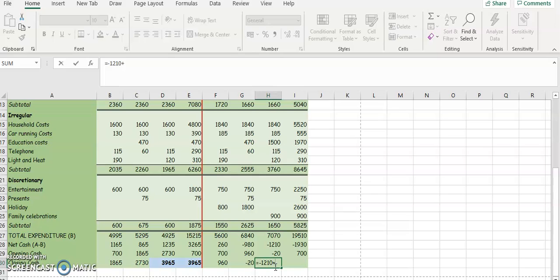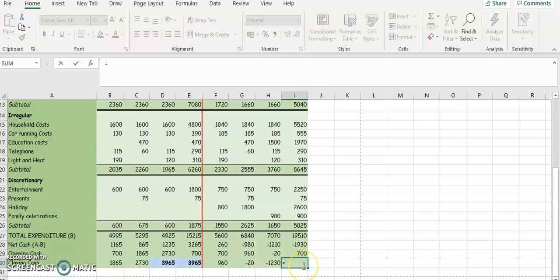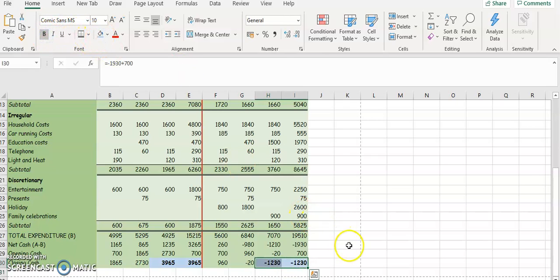plus your minus 20, which gives you minus 1,230. And then if your total minus 1,930 plus 700, it's going to give us minus 1,230. So they've balanced. So we know that we've done the revised budget correctly.